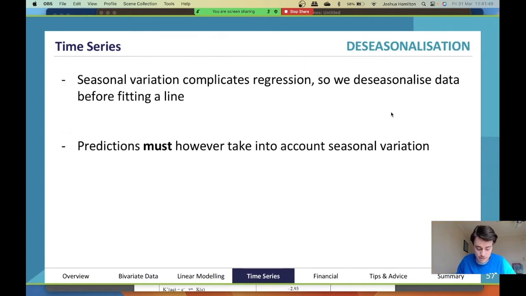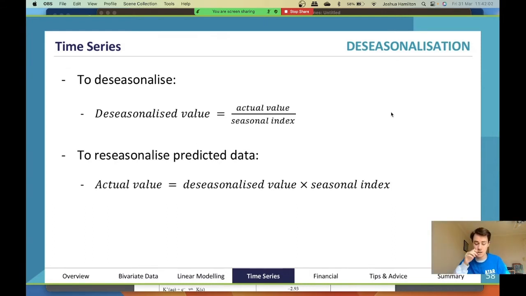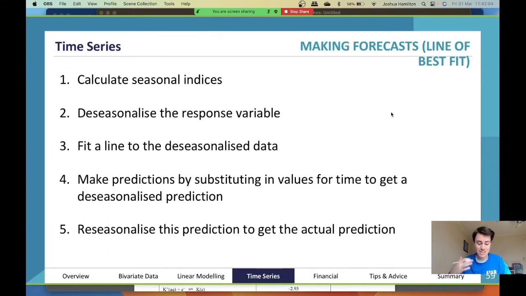Now, what's really important is then you can deseasonalize data. I'm sure you've been through this multiple times, but you're going to deseasonalize to get a line of best fit, and then you're going to reseasonalize the data for your equation. Now, I'm not going to go through an example for this. Here are the formulas. What's really important is the steps. Just know how to do your steps, how to make a line of best fit when you have seasonality.